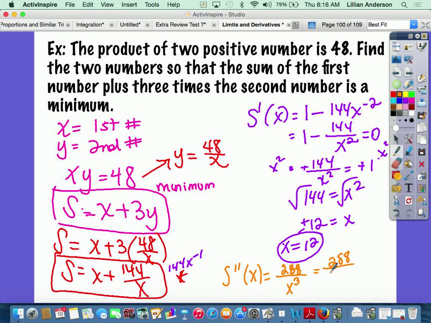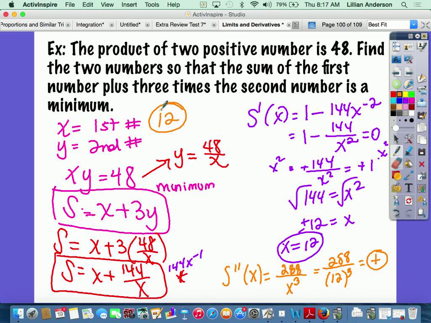And if it's a minimum, then this should come out to be a positive number. So when I type that in, I'm going to get 288 divided by 1728. And in actuality, I'm not really concerned about what the number is. I'm more concerned about the fact that it is a positive number. And if it's positive, that means that there is indeed a minimum based off of our second derivative test. So that means that 12 is my first number.